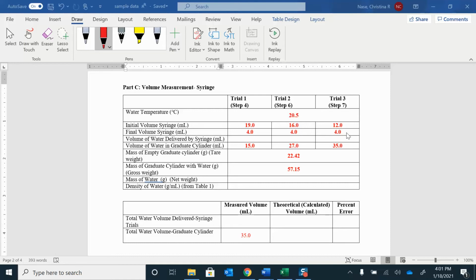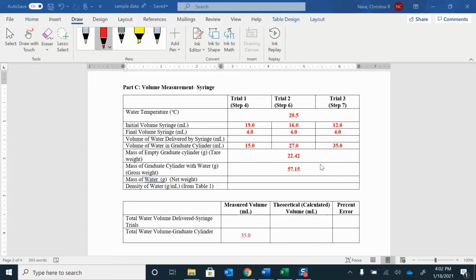You are putting all of it into the same graduated cylinder. So you get your 50 mil graduated cylinder, and then you're reading those at each point. Sorry, I started at 19, go down to 4. My syringe, I could read the syringe volume changes, and then I'm also reading the graduated cylinder volume. So that was 15 there. And then I keep that 15 mils in there for trial 2, and then I empty from 16 to 4 into the graduated cylinder, and then I read the volume. And that's going to be 27 and then 35.